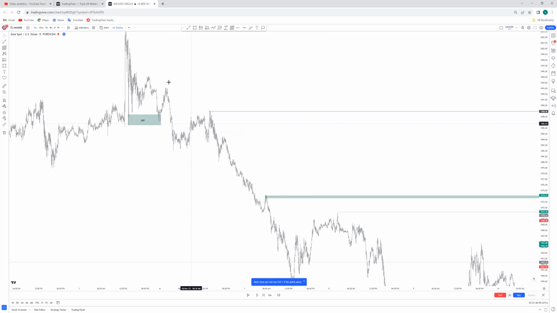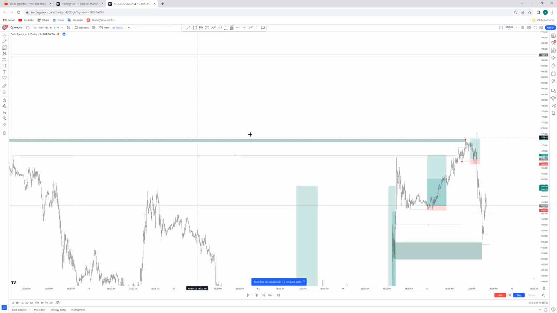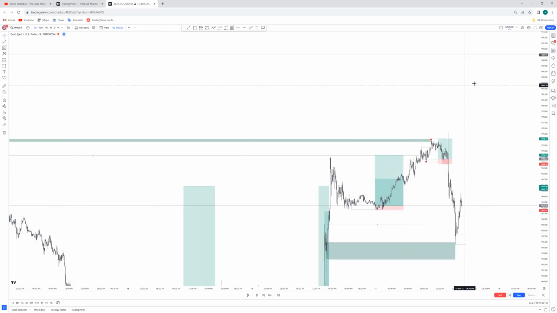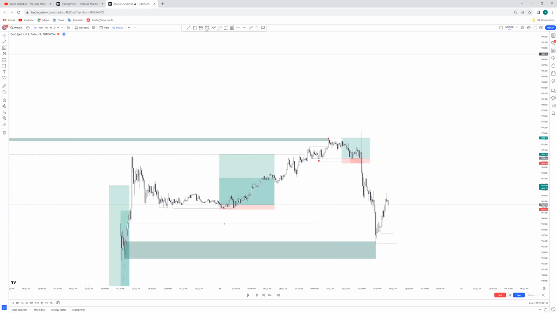I have this information right here. So I should see itself from this area. So that was the reason I'm targeting the next liquidity around that demand zone, or sorry, supply.